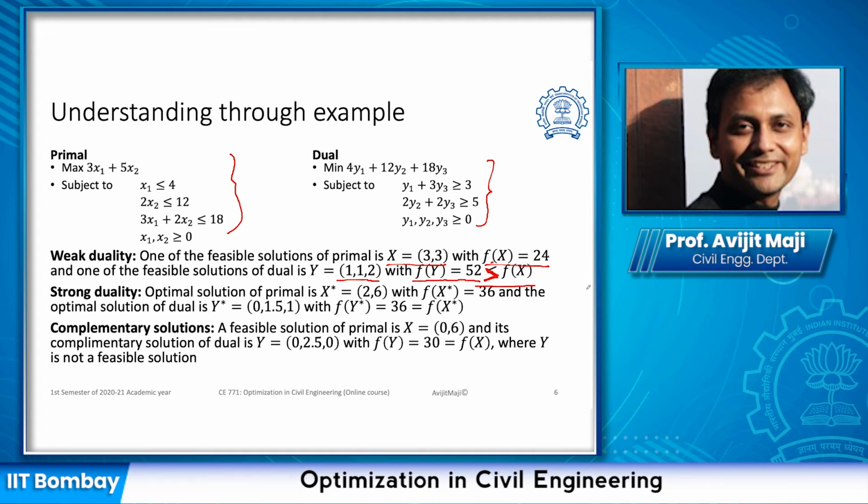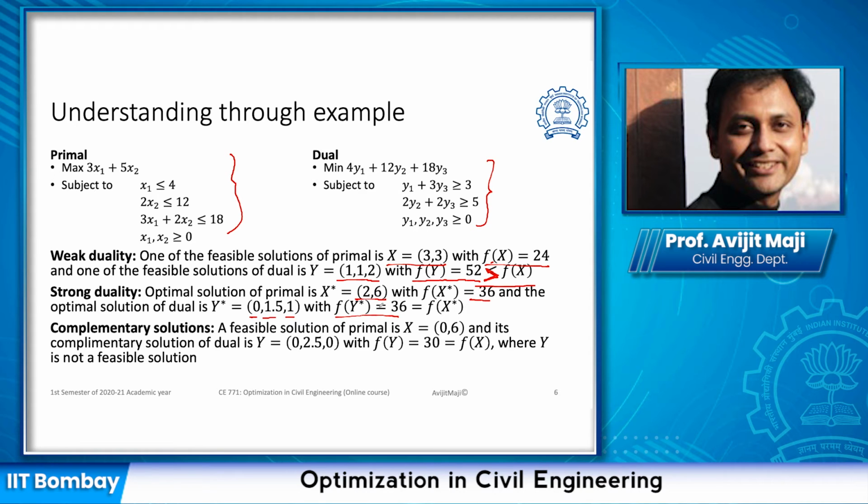When we look into the strong duality, we find a solution 2, 6, which happens to be the optimum solution in the primal. For this, the objective function value is 36. And for the optimal solution in the dual problem, we see y1 is 0, y2 is 1.5, and y3 is 1. This is the optimal solution for which the objective function value is also 36. As per the strong duality theory, for optimal solutions in the primal and the dual, we obtain the same objective function value.